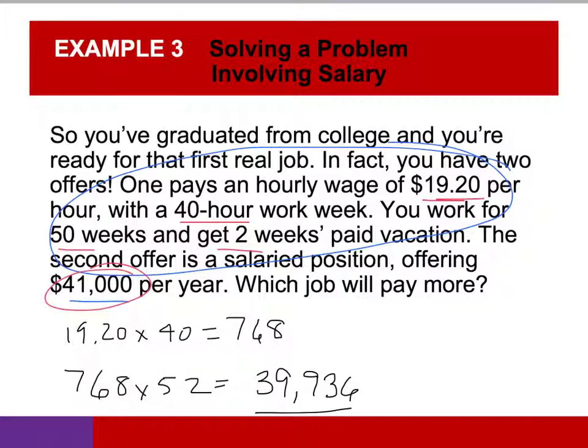So there's job 1, there's job 2. Which job will pay more? Job 2 will pay more. Now which one's a better job? Let's probably think that with job 1 we get 2 weeks off. Ain't bad. Not losing too much money, just a little over $1,000 to have 2 weeks off. I'd say it's worth it.